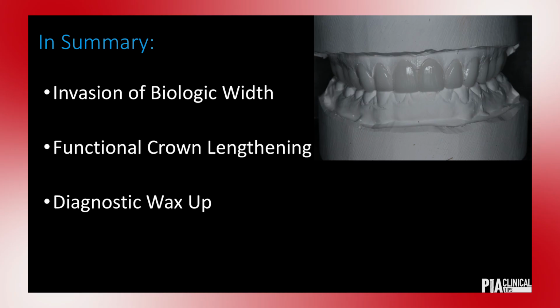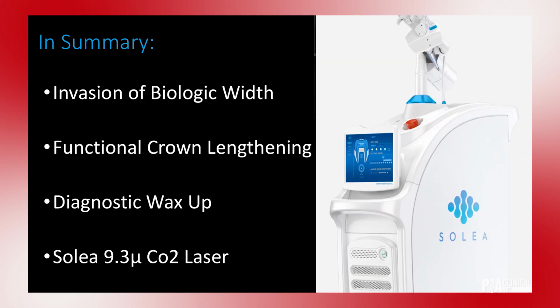We learned that one of the aids in crown lengthening is a diagnostic wax-up, which conveys much of the restorative information needed to perform your surgery. Finally, we learned how a Solea 9.3 micron laser, the CO2 laser, is one of the ways that we can treat and aid biologic width recreation through functional crown lengthening. This is done in a closed flap manner with both hard and soft tissue removal to recreate that healthy space needed for prosthetic restorations.